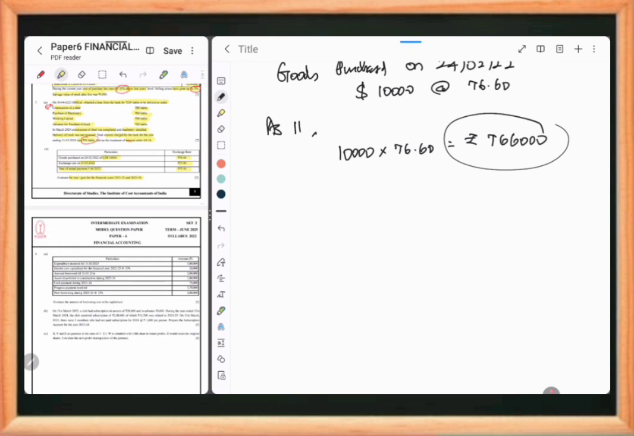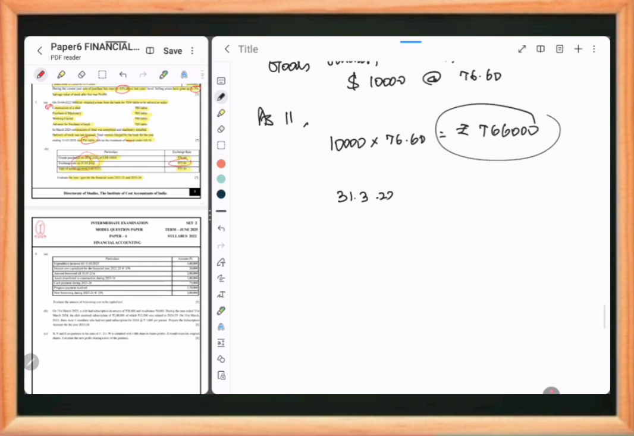As on 31/3/2022, that is 77 rupees. So as per Accounting Standard 11, at the balance sheet date, all monetary items should be reported using the closing rate. What is the closing rate? As on 31/3/2022, that is 77 rupees.